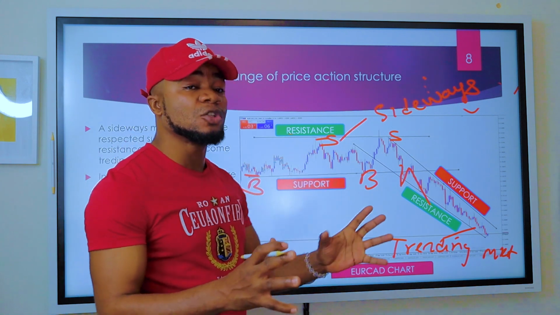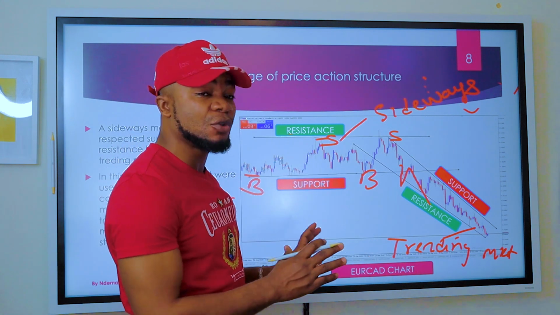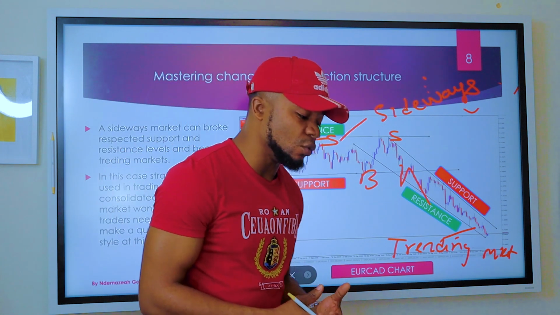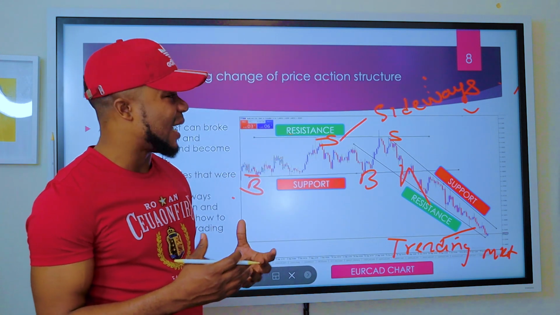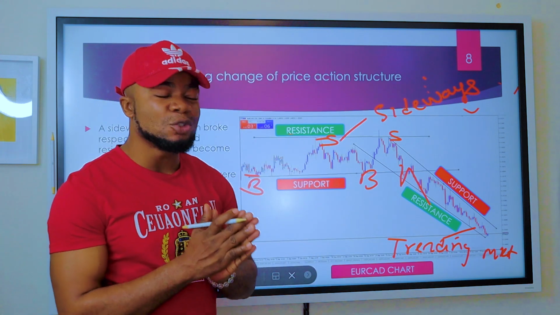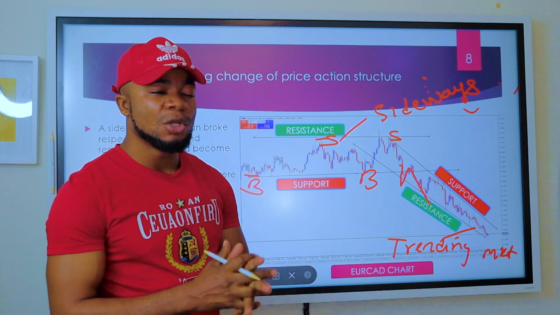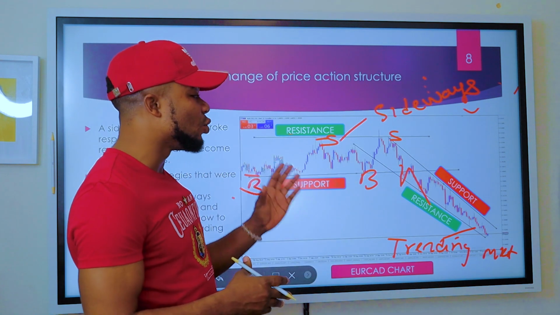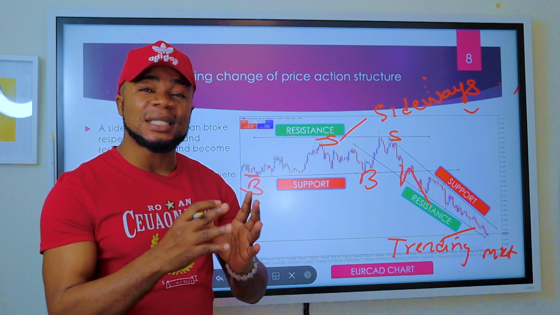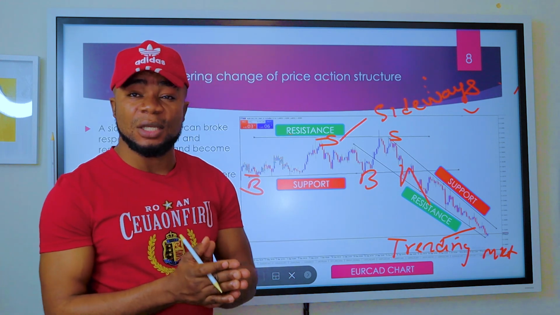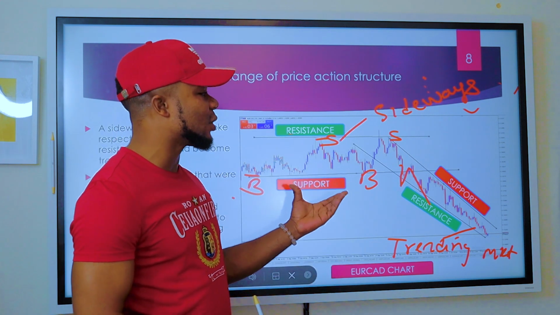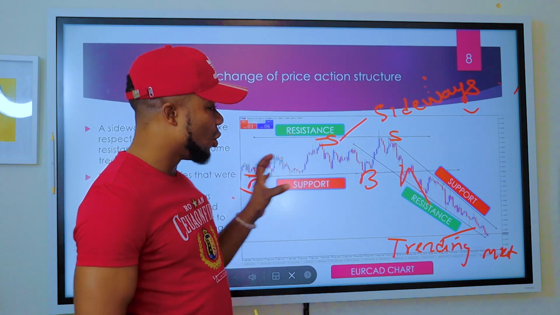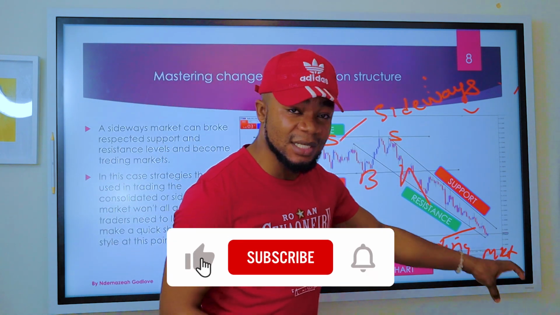I don't want us to compress everything into one video and derail from the main idea. The main idea of this video is to introduce you to support and resistance, to help you come up with sniper support and resistance, and to know how to better trade structures when it comes to support and resistance. Because we have different structures: sideways structures and trending structures.